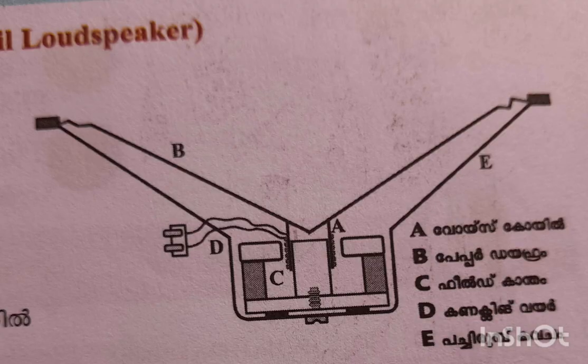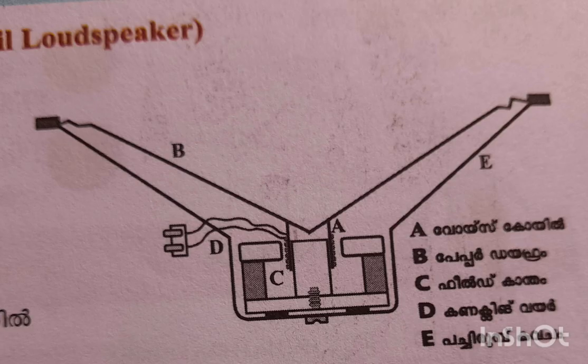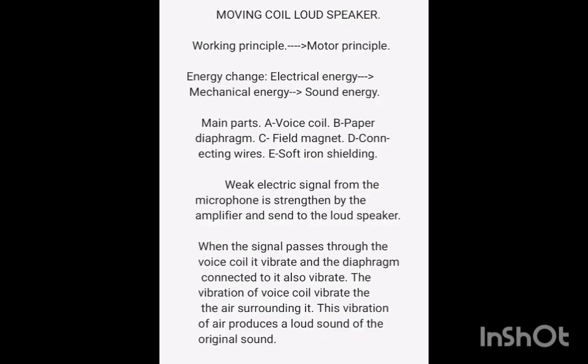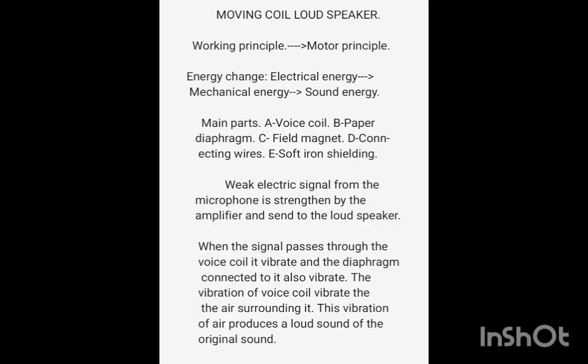What happens to the paper diaphragm connected to the voice coil when it vibrates? The paper diaphragm also vibrates along with the voice coil. What happens to the air surrounding the paper diaphragm when it vibrates? The air also vibrates along with it and produces the original sound at more intensity, or louder. In this way, it works.